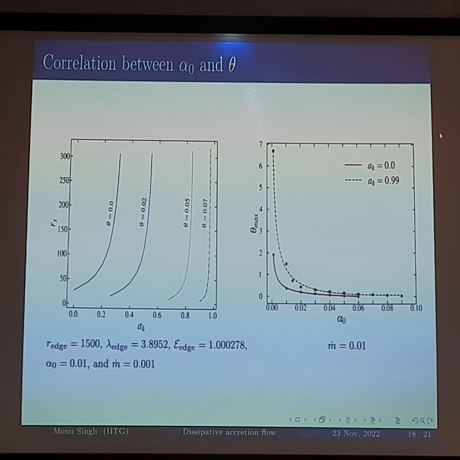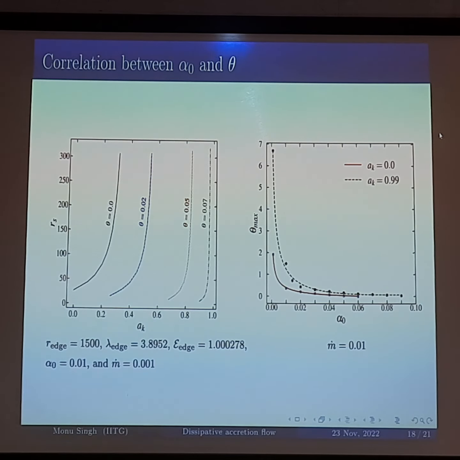Is there any kind of bound given on alpha in the available literature? Yes. Recently there was a paper by Narayan et al. for Sagittarius A star. They have constrained the value of alpha now.